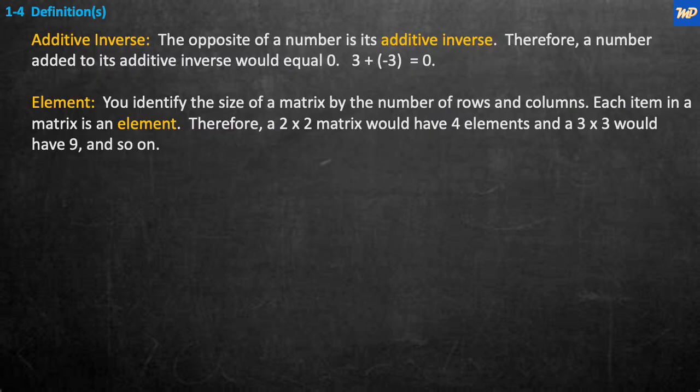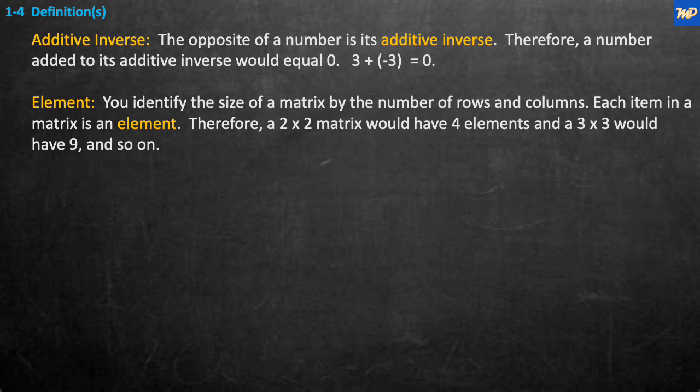Okay, so before we get started, I'd like to look at a couple definitions. An additive inverse. The opposite of a number is its additive inverse. Therefore, a number added to its additive inverse would equal 0. Look at the example, 3 plus a negative 3 equals 0. The negative 3 is the additive inverse of 3.